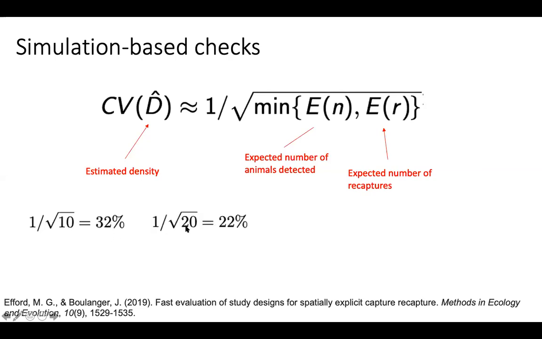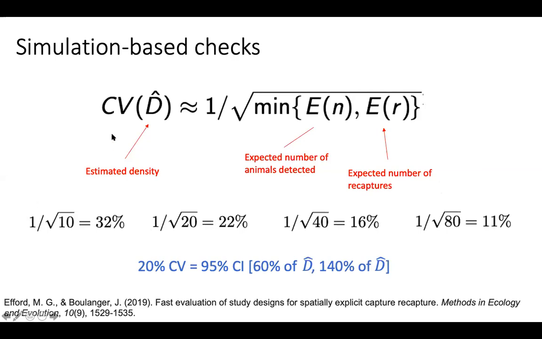If you get 20 animals and 20 recaptures, your CV goes down to 22%. If you get 40 animals and 40 recaptures, you get 16% CV, and if you get 80 animals and 80 recaptures, you would never get this, I guess, in a snow leopard survey, your CV goes all the way down to 11%. So this gives you a way of planning your survey, linking your expectations about animal density and detectability to the expected number of animals you might recapture, and all the way through to estimated density. The variation or uncertainty that you expect in your eventual density estimates that would come out of the survey.